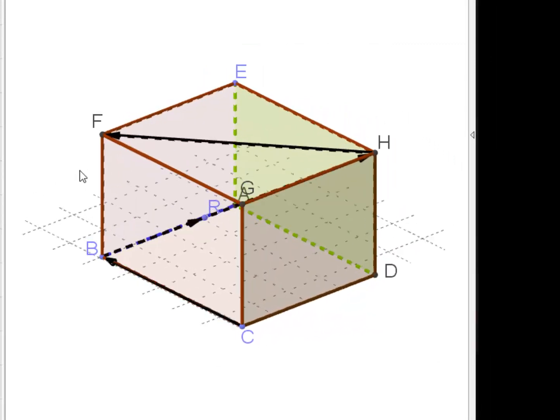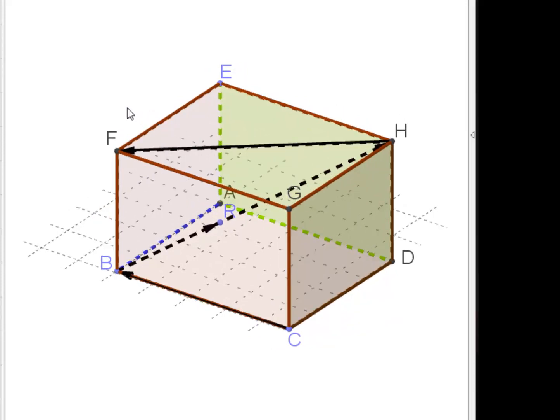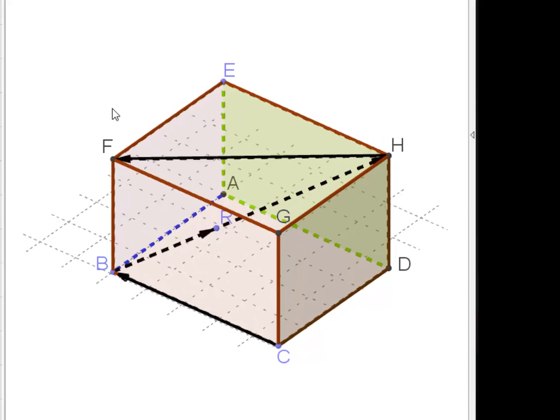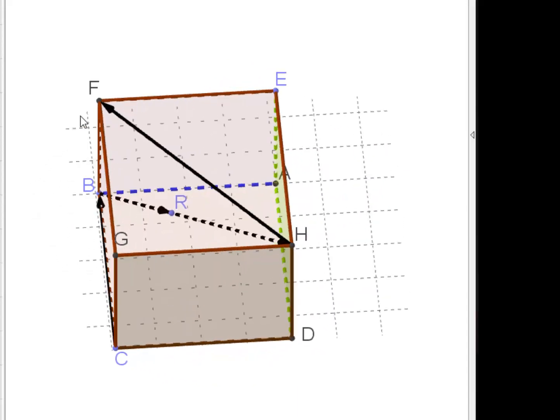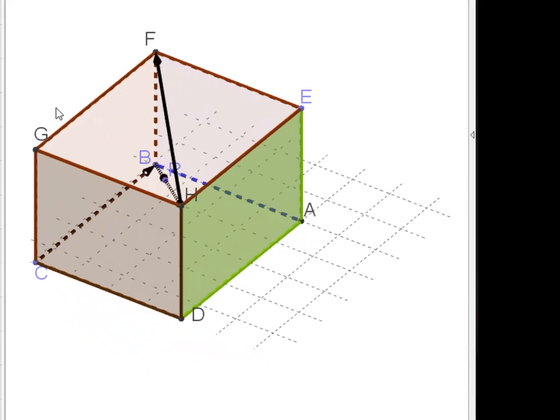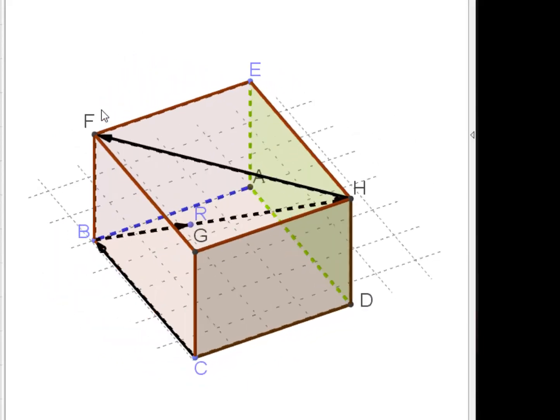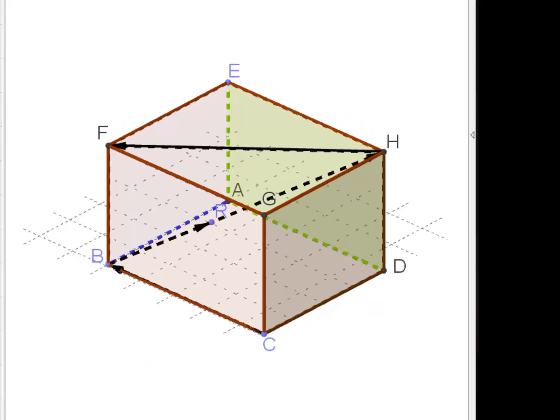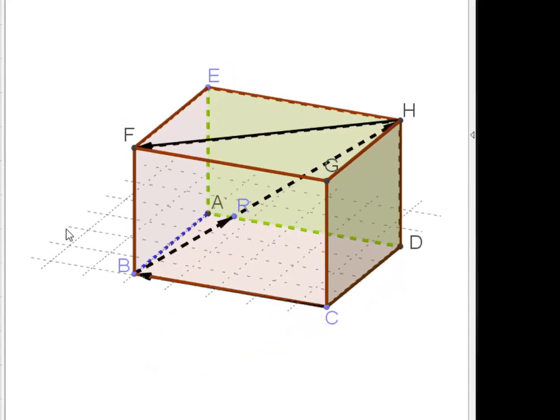Let's take now the vectors BR, BH, and HF. Are they coplanar? Well, what if I put them like this? Of course they are coplanar, my dear friends. Why? Again, since two of them, BR and BH, are collinear.